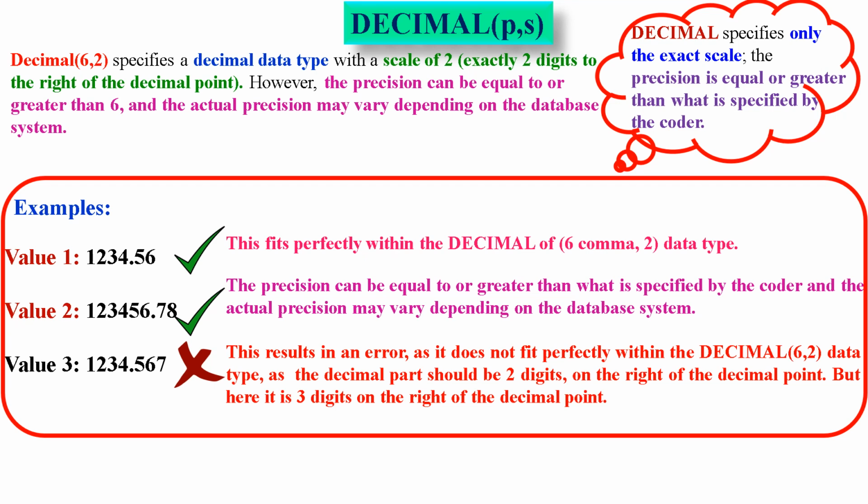Now, look at value 3. A value like 1234.567. This results in an error as it does not fit perfectly within the decimal of 6,2 data type, as the decimal part should be 2 digits on the right of the decimal point. But here it is 3 digits on the right of the decimal point.